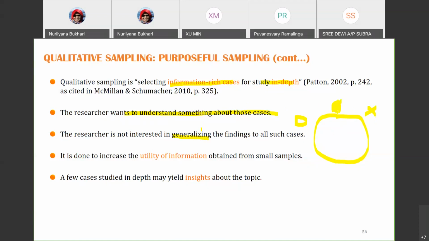It is done to increase the utility of information. How is it going to be useful for this B40? How is it going to be useful to those B40 in rural areas? How will it be for B40 in urban? Miskin bandar, miskin pinggir bandar, miskin luar bandar, different. Those who are poor living in the city are different from those who are poor living in rural areas, maybe. So you want to see how things work for different parts. A few cases studied in depth may yield insights about the topic. That's why people said, okay, quantitative design, and then after that, so what? That's why mixed method now seems to be like a golden standard.